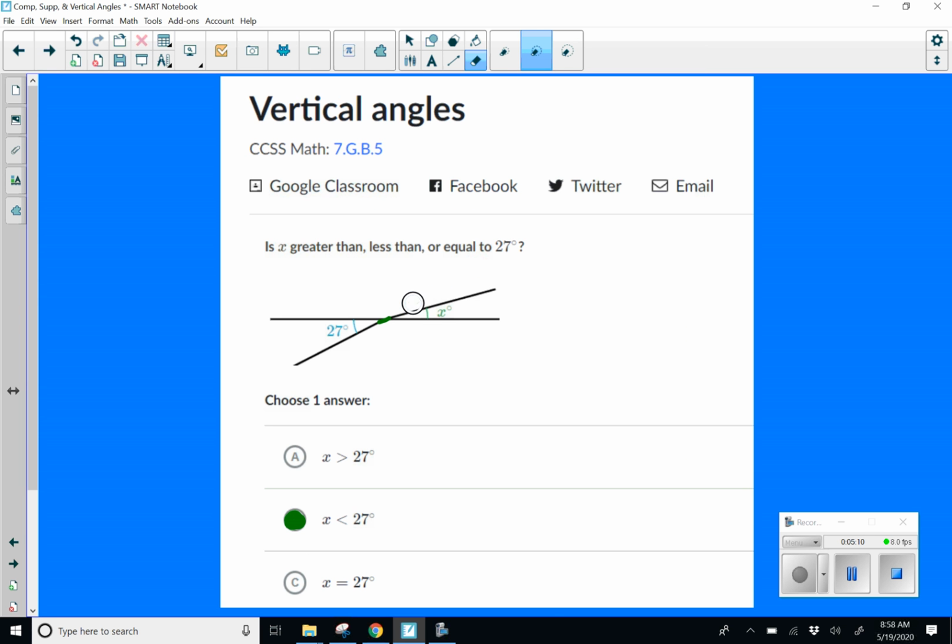Okay, let's take a look at this one. Again, we don't have perfectly intersecting lines here. I can see that this one should have continued going that way. And as you can see, the line is not perfectly intersecting, so it actually makes x a smaller angle than it should be, which means that x is less than 27 degrees.